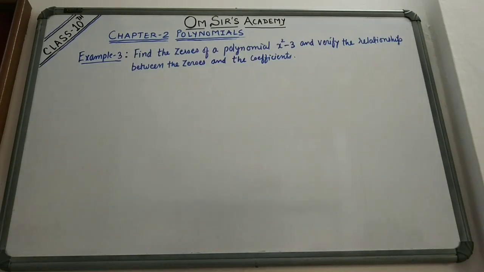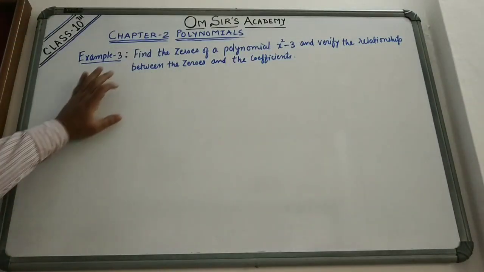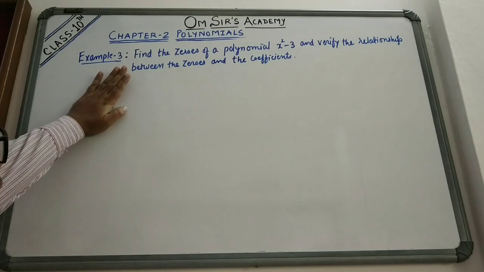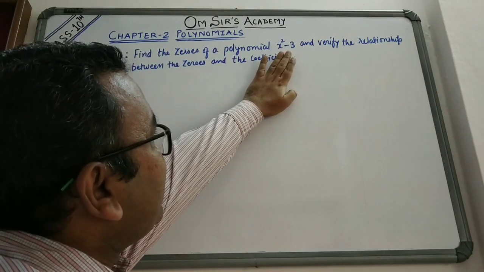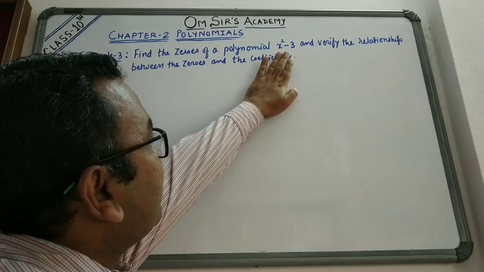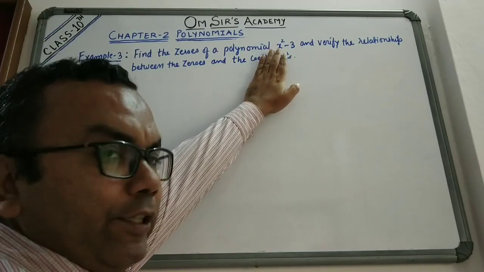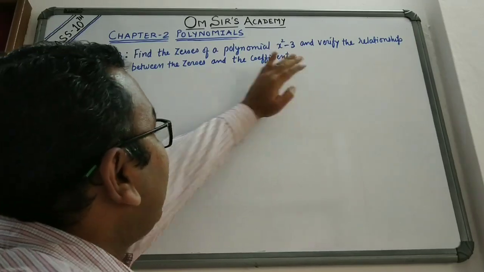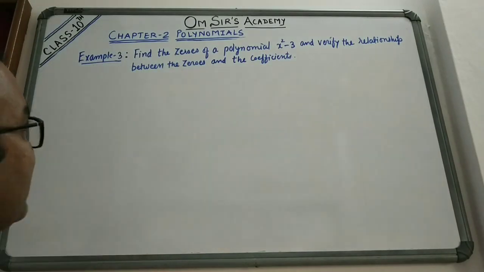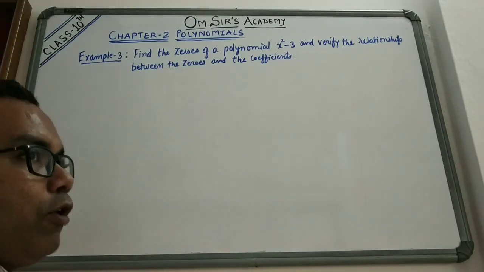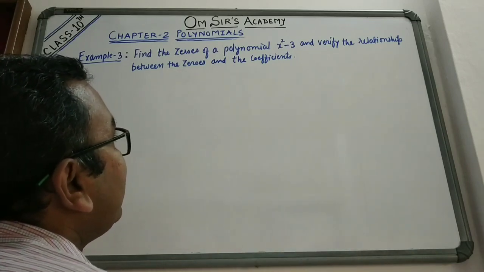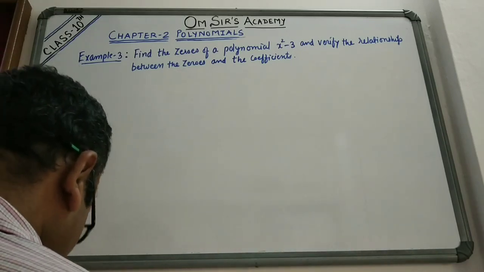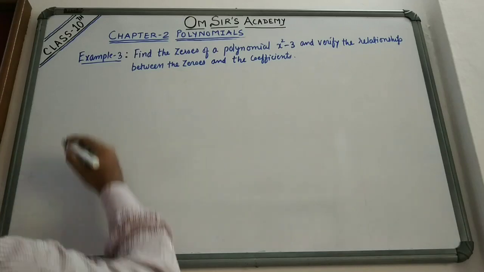So friends, now let us start with example 3. In example 3, you are asked to find the zeros of a polynomial again. What is my polynomial? X square minus 3. So this is also a quadratic polynomial. Why? Because it has a degree 2. And verify the relationship between the zeros and the coefficients. So whatever we did in the previous sum, that only we have to do over here. So let us start with the example.